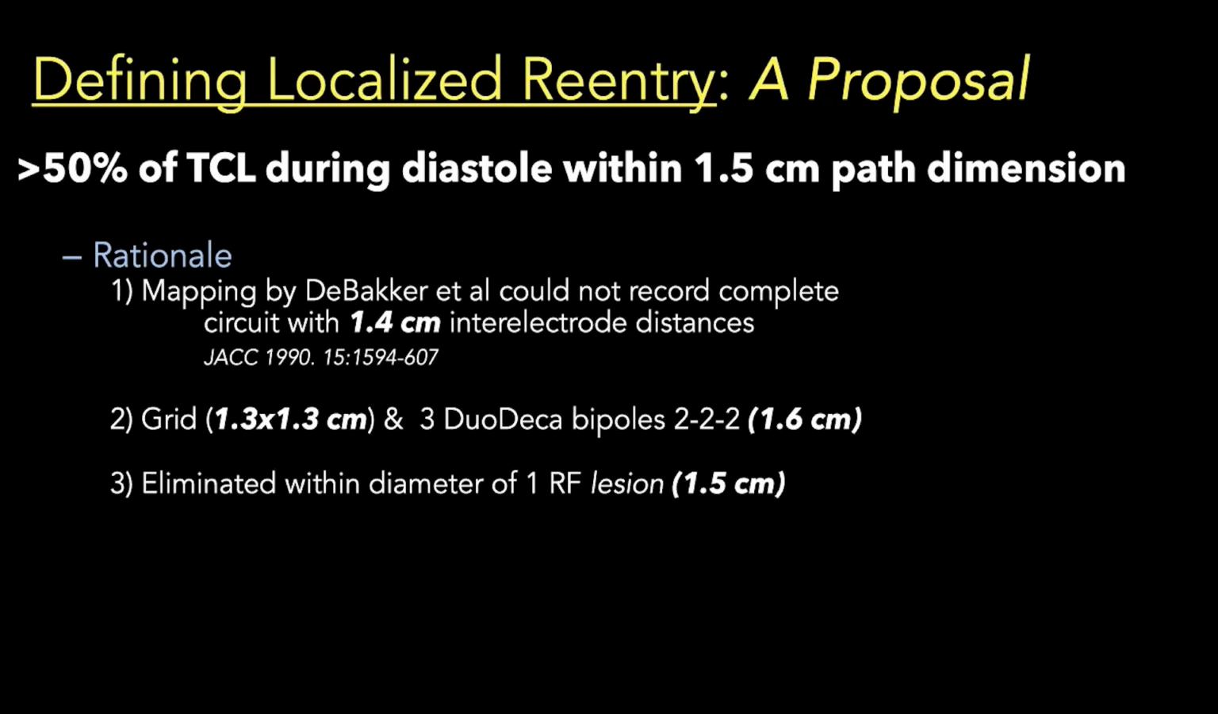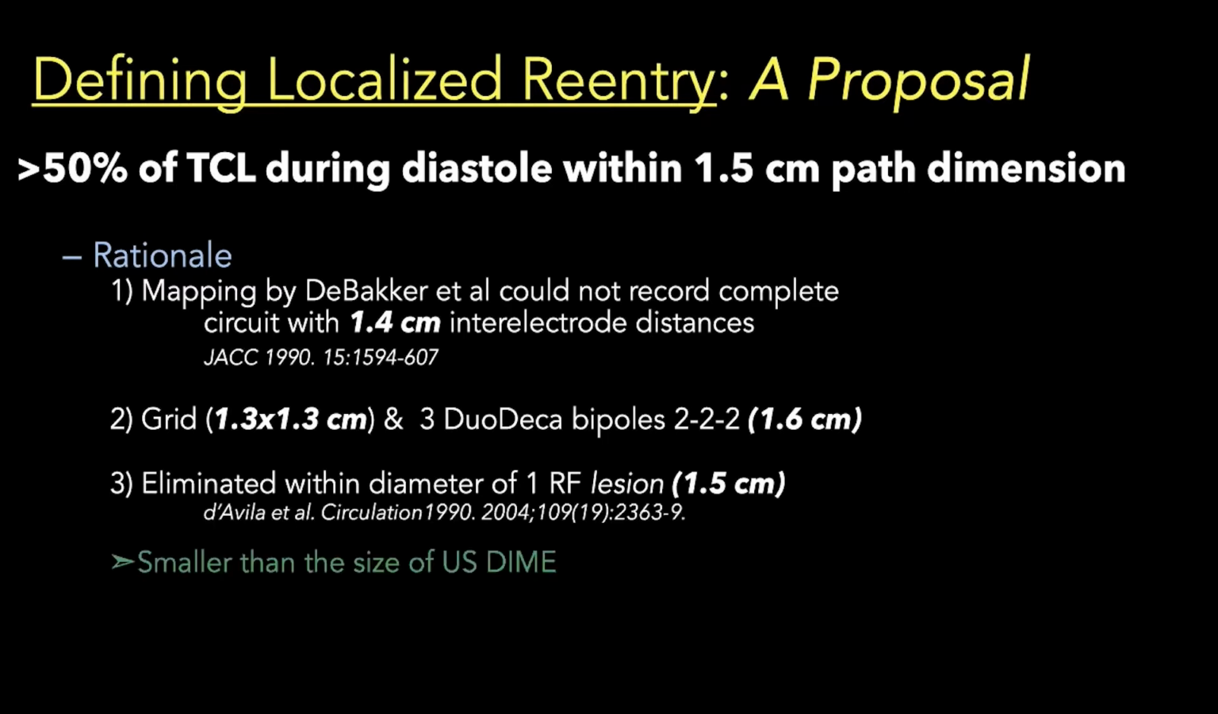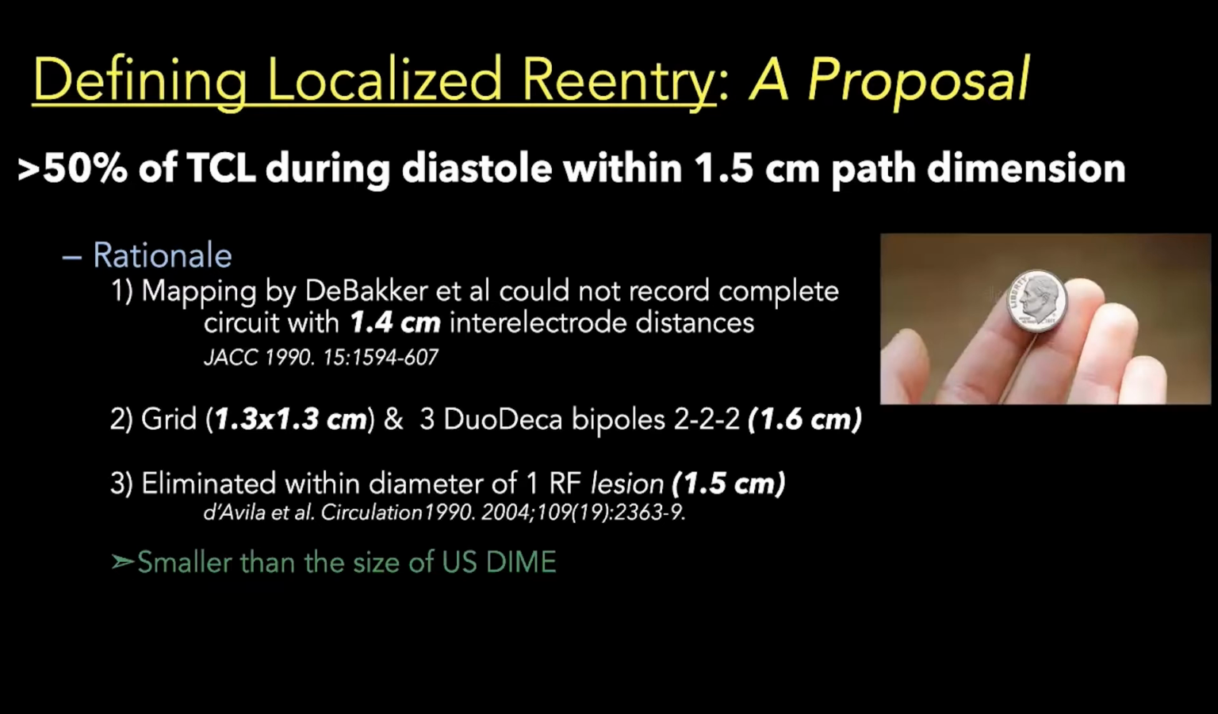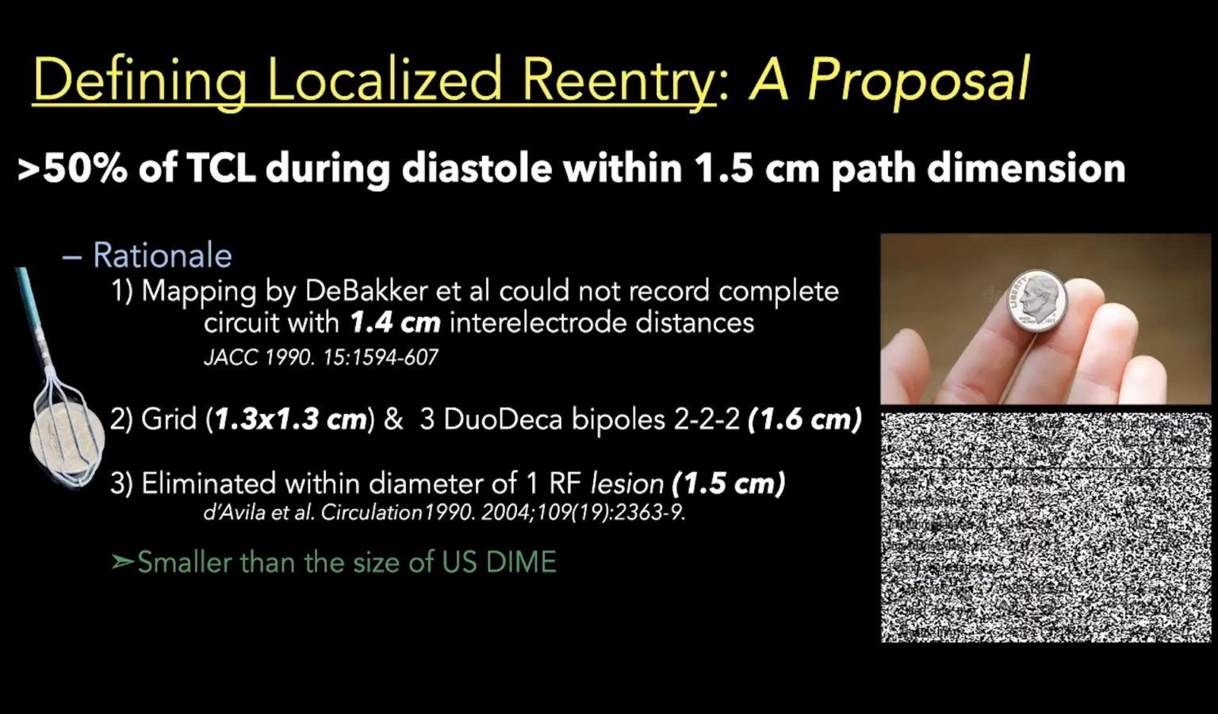And then the other thing is that if you can eliminate this with one ablation lesion and eradicate it, well, Andre Davila taught us that a really good lesion can be about 1.5 centimeters wide. So this is actually the size of a US dime, and it's actually quite small, because a US dime is 1.55, 1.6. So here's a grid catheter sitting on top of a dime, and you start realizing where all the action is is actually quite limited. And this would be a proposal for a localized reentry.